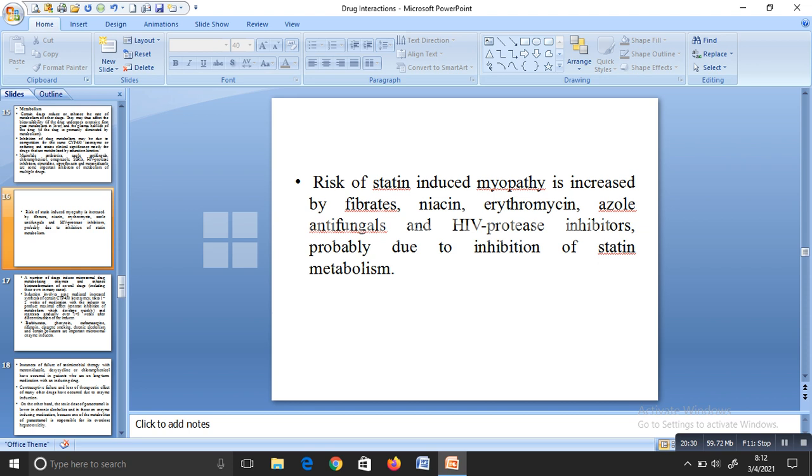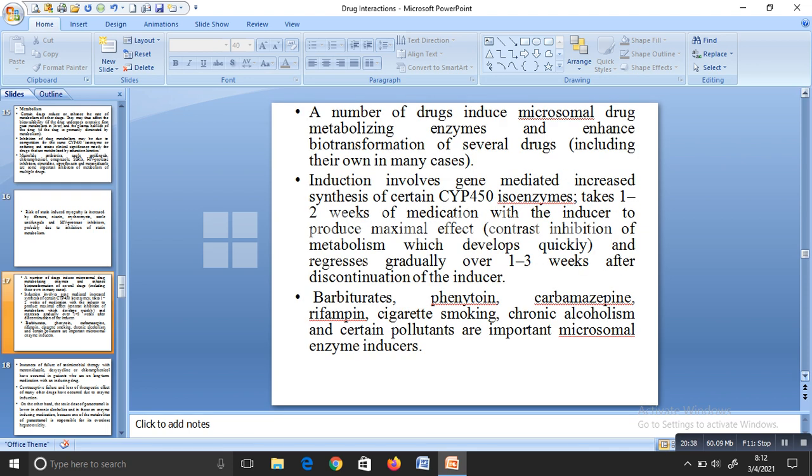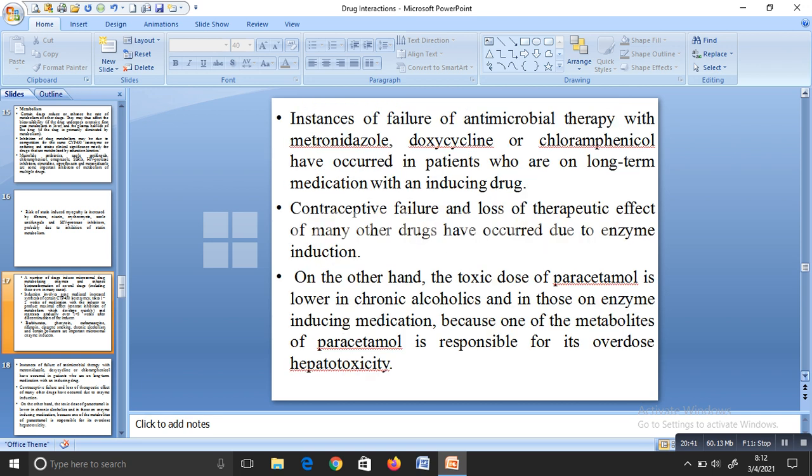Next, even if you are taking two drugs together, one may be enhancing the metabolism of oral contraceptives and lead to contraceptive failure. This is also an example of drug metabolism you can write. And if you are giving antibiotics together, one may induce the metabolism of the other drug, and that also leads to oral contraceptive failure. Next is drug interaction involving excretion.